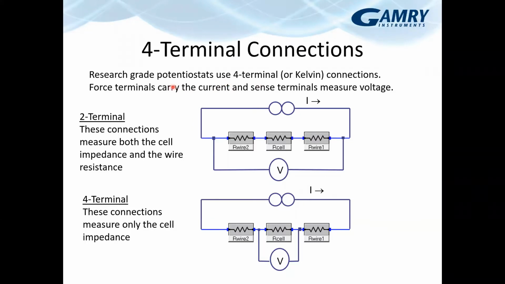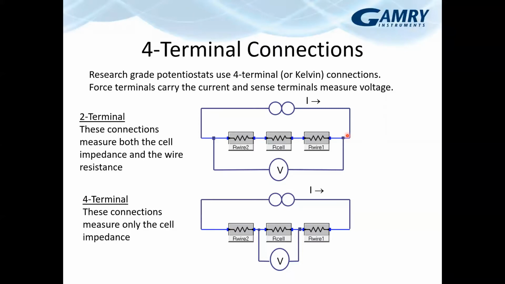And what's happening is, for 4 terminals, even though there's 2 electrodes, we are making distinct connections for the sense and the force leads. So you can see here a 2-electrode schematic. We're pairing our current and voltage sense leads together and then connecting them. And so in that case, we're going to measure a resistance through this wire, then the cell impedance, and then an additional wire resistance here before we get back.